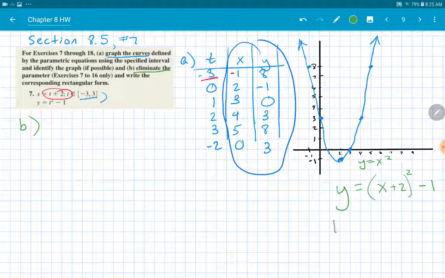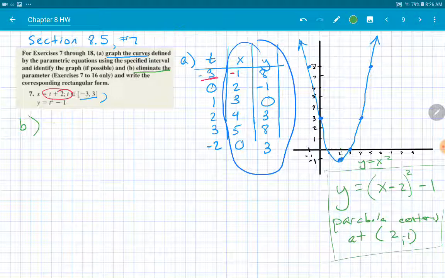So we're looking at a parabola centered at, oops, sorry, this should be a negative because the x is always the opposite shift. So that's a -2, 1. Whoops, sorry. Shifted, the center is at 2, -1. There we go. So we should get that when we eliminate the parameter.